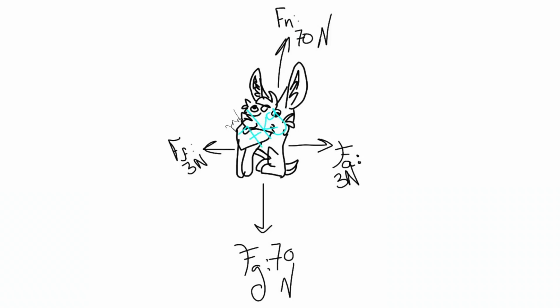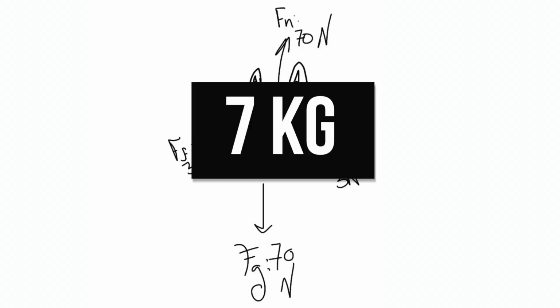This dog's free body diagram would look a little something like this. Except there is no dog in the middle. That's supposed to be a box. There we go. It appears there is a few questions that I need to ask you guys.